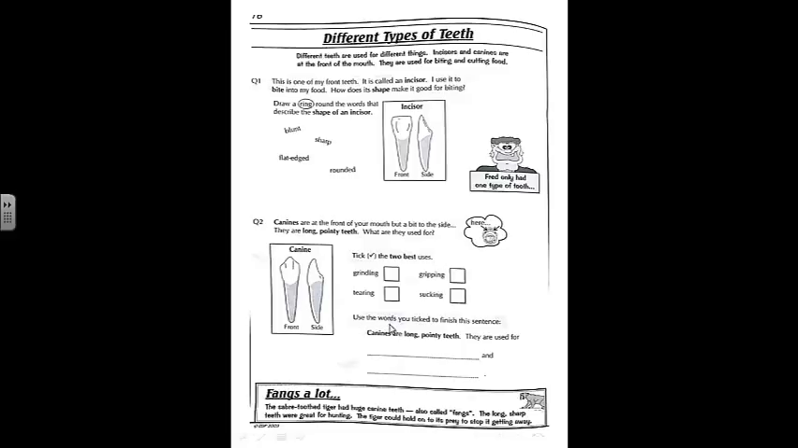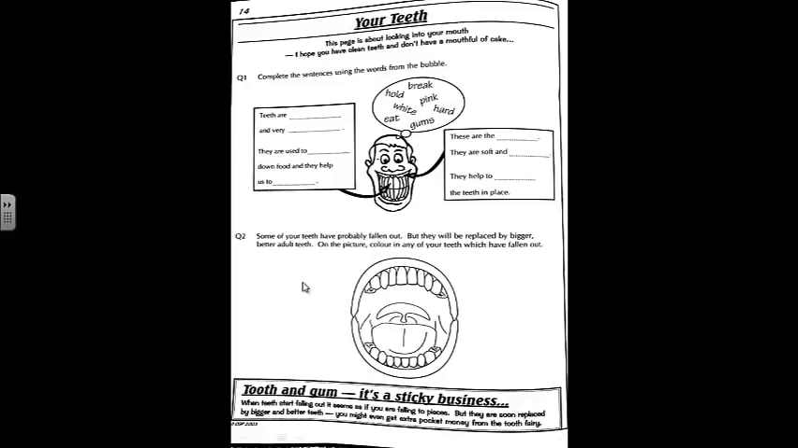Excellent. Use the words you take to finish this sentence. Canines are long, pointy teeth. They are used for tearing and gripping food. Tearing and gripping. That's why they are sharp and pointy.